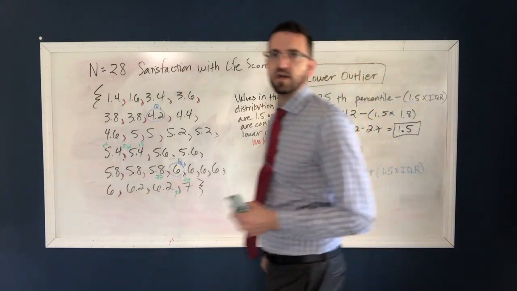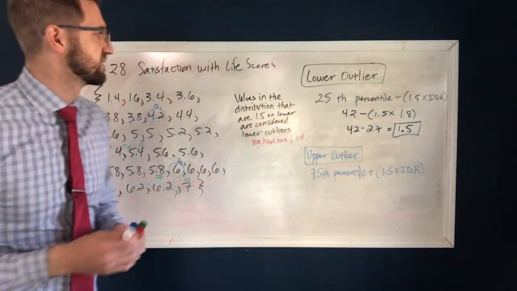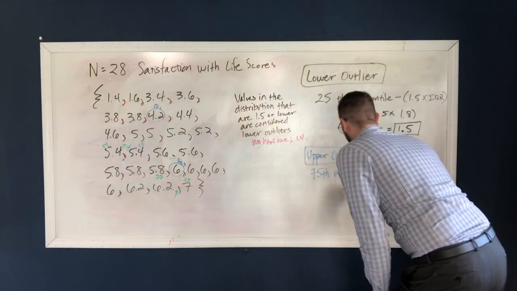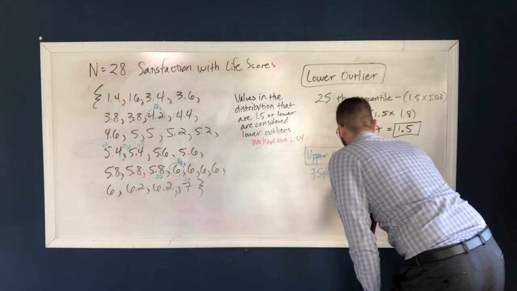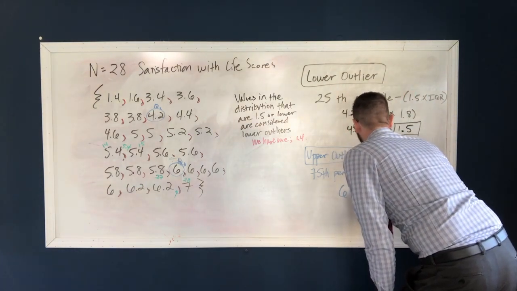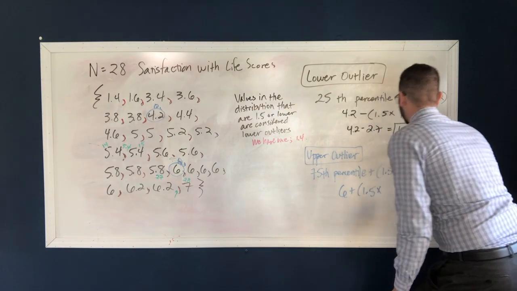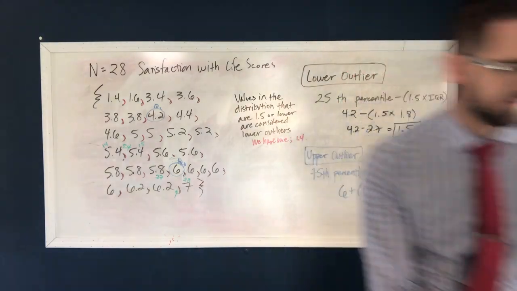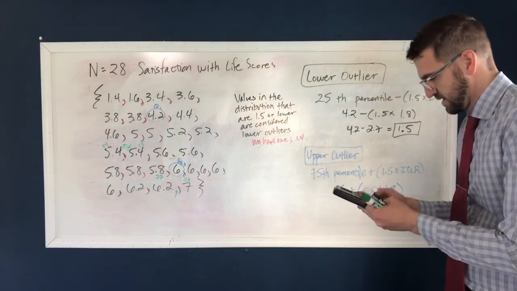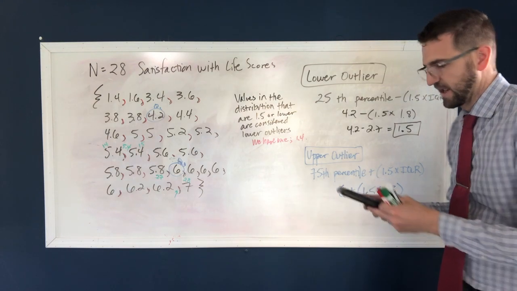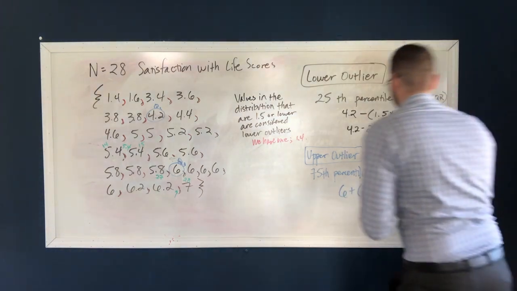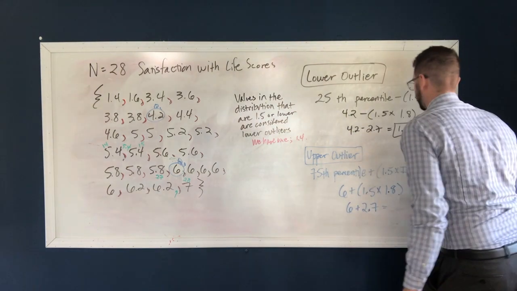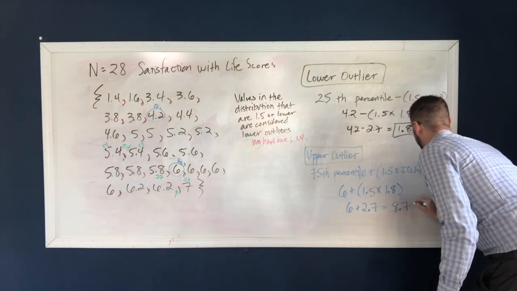Okay, cool. So let's go ahead and do the upper outlier. So the upper outlier is the 75th percentile, which is 6, plus 1.5 multiplied by the IQR. We found out that the IQR is 1.8. Okay, so let's do it. 1.5 multiplied by 1.8 is going to be 2.7. So 6 plus 2.7 is going to equal what? It's going to equal 8.7.